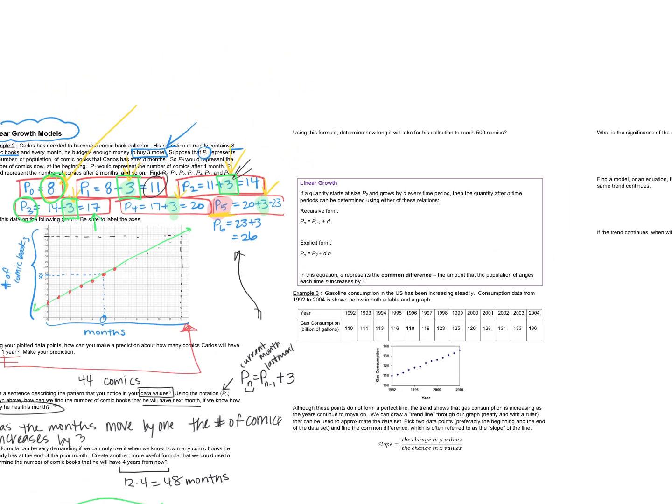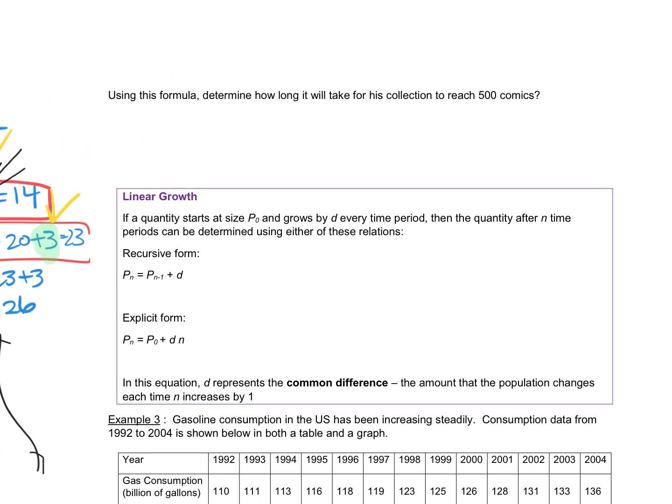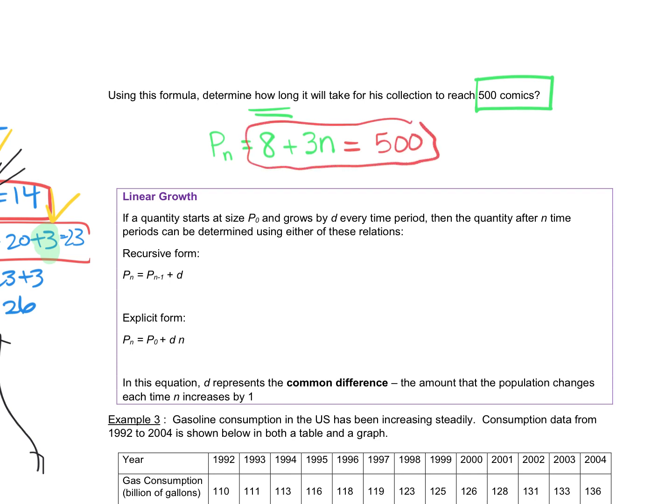All right, when we look to the next question, we're kind of going the opposite way. We want to know how long it will take to reach 500 comic books. So if we don't know, we can write that as a P sub n, and we know that he had the starter amount, which was the 8, but we don't know how many 3s are added. We just know that our goal is to make the total of comic books equal 500. So really then we can solve this equation.